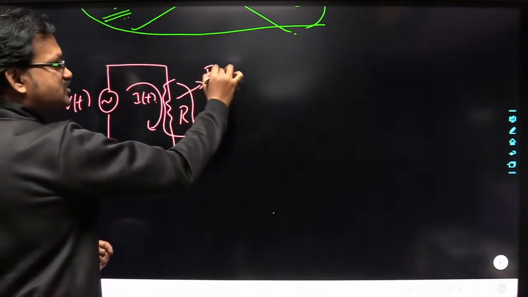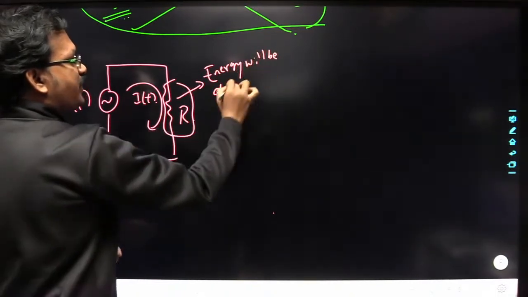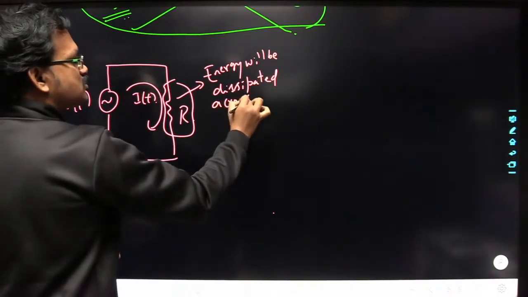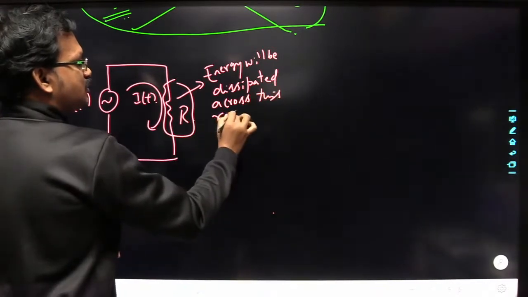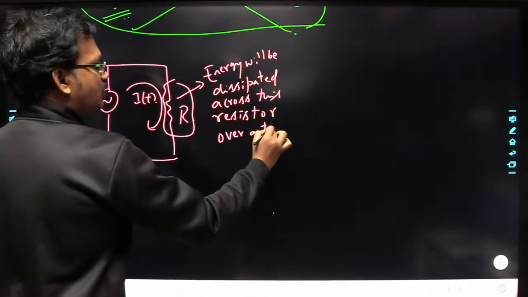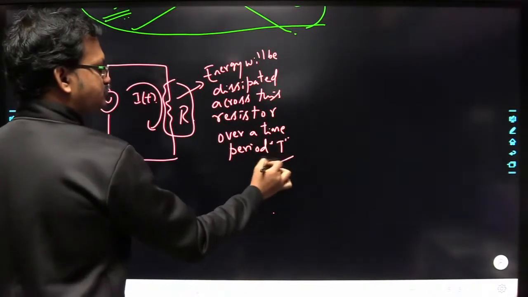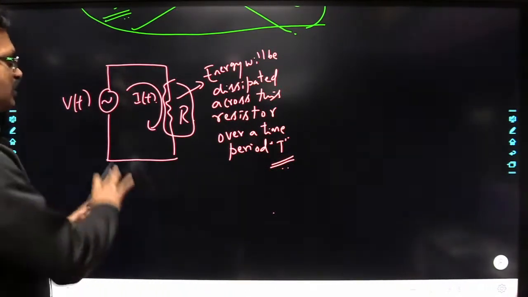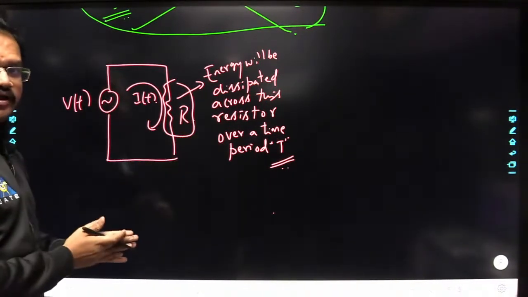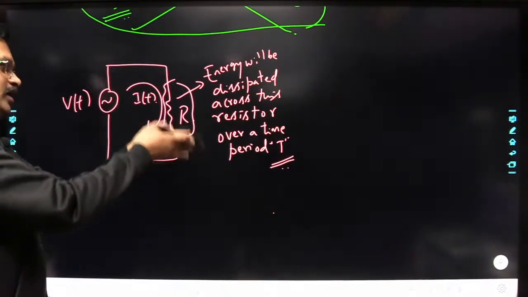Yes or no? So energy will be dissipated across this resistor over a time period t. If the current flows through this resistor in the clockwise and anti-clockwise direction over a time period t, then there will be some energy that is dissipated in the form of heat across the resistor.